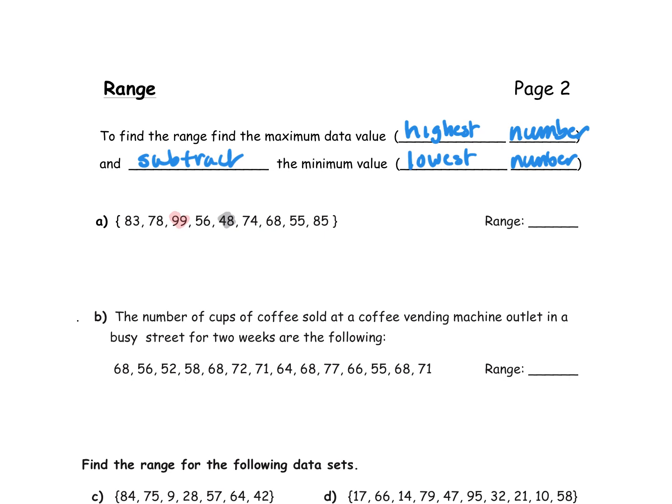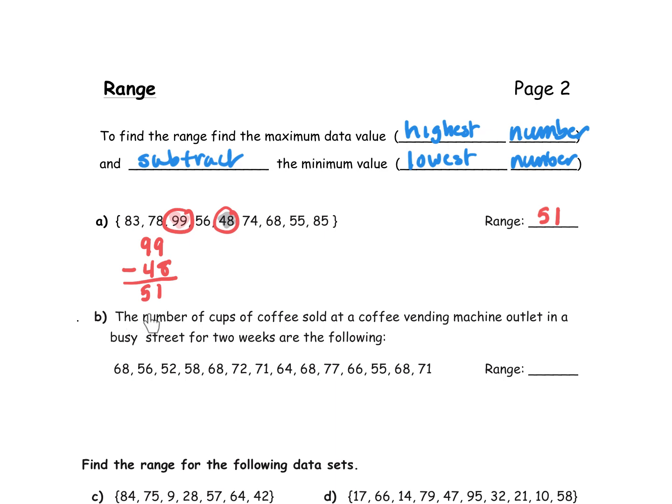So in order to find this, we take the highest number, 99, and we subtract the lowest number, which is 48. And our range is 51. So the range of this data is 51, which means there's 51 numbers between our lowest data item and our highest data item or values.